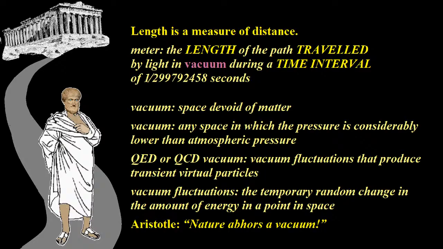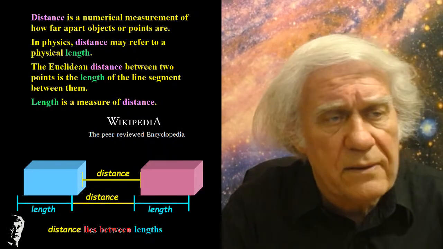And they have these vacuum fluctuations. What is it? The temporary random change in the amount of energy in a point of space. And so they follow good old Aristotle there, who said, nature abhors a vacuum. Yeah, there is no such thing as vacuum in the religion of math, and they never established the difference between length, distance, and distance traveled. So here we educate them and show them what the difference is, just for people to know.